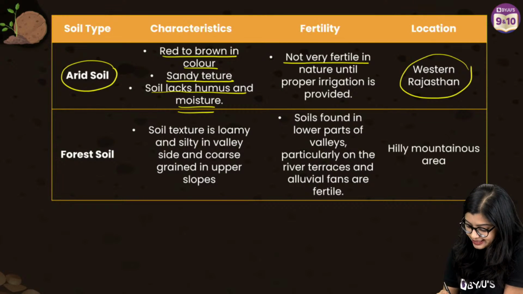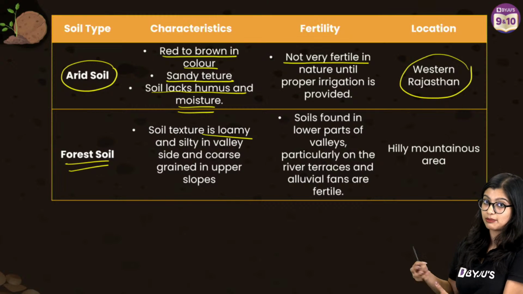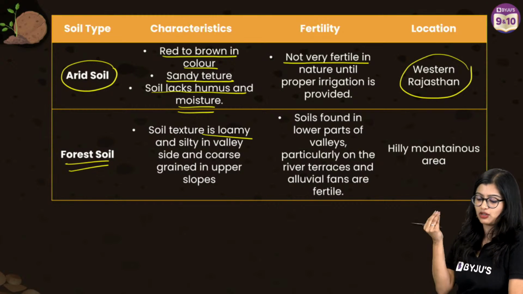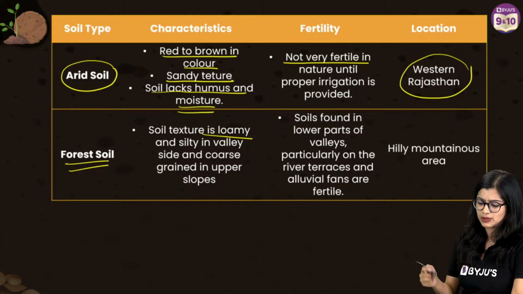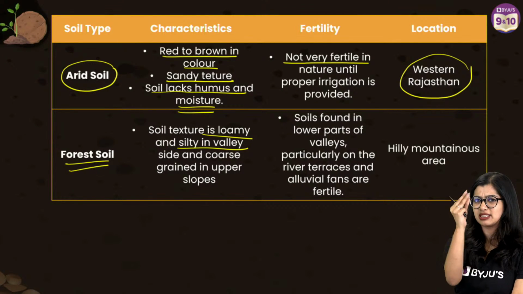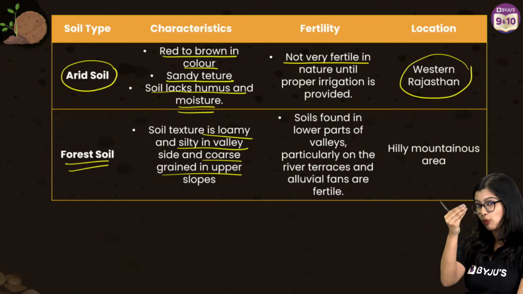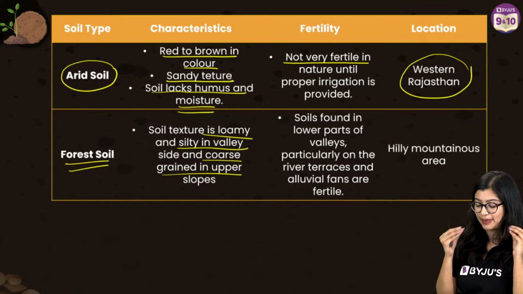Yes. Now we see that forest soil is extremely loamy in nature, which means it's a mixture of clayey and sandy soil. In the valley regions, we see that it's a little silty, that means it's very fine. While on the other hand, in the upper slopes, it's a little more coarse in nature, and a little bigger in size.